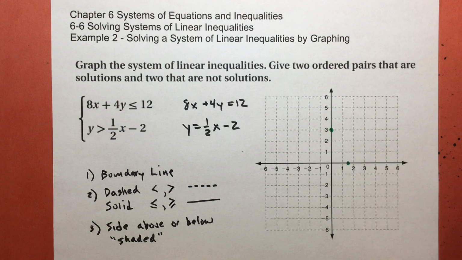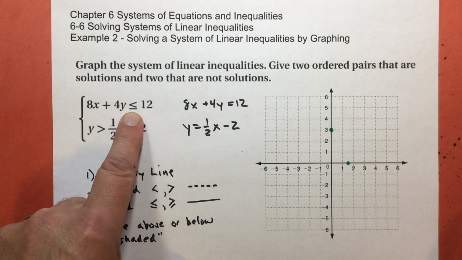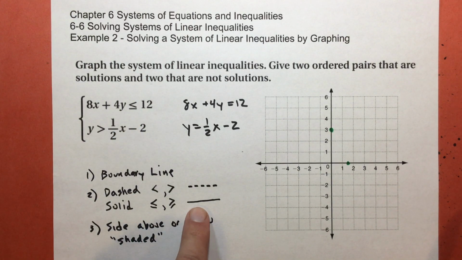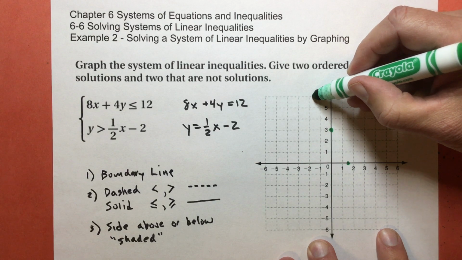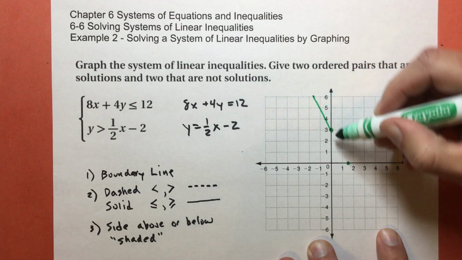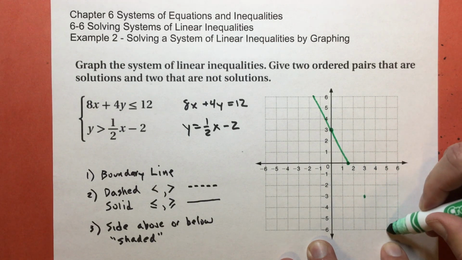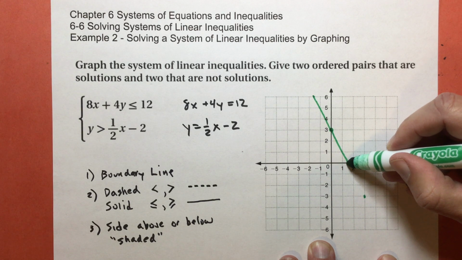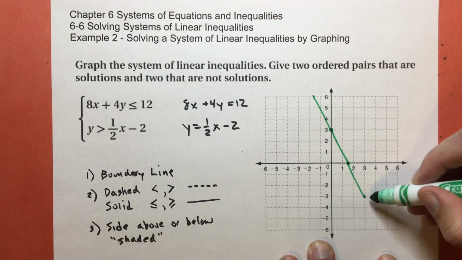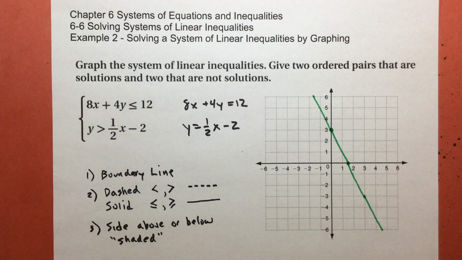My line is going to go through those two points. Before I draw the line, I need to decide if it's dashed or solid. Since that says less than or equal to, the or equal to tells me a solid line. I know I'm going to end up there. I could grab a ruler. I probably should grab a ruler. It's going to go right here. Probably should have grabbed a ruler. There you go. Good enough.